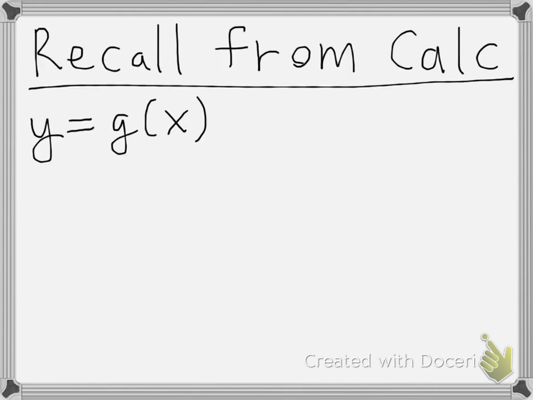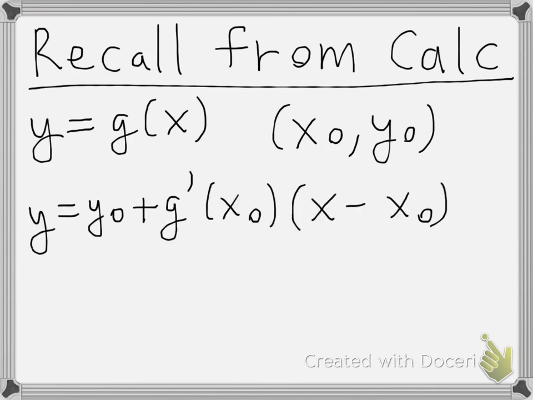So recall from calculus that if y equals g of x is a function, and you're looking at the graph of this function, then the equation of the tangent line to this graph at the point x0, y0 is given by the formula y equals y naught plus g prime at x naught times x minus x naught. So this is just something that you used in Calc 1 when you were estimating a function by using the tangent line, so you needed to find this equation for the tangent line.